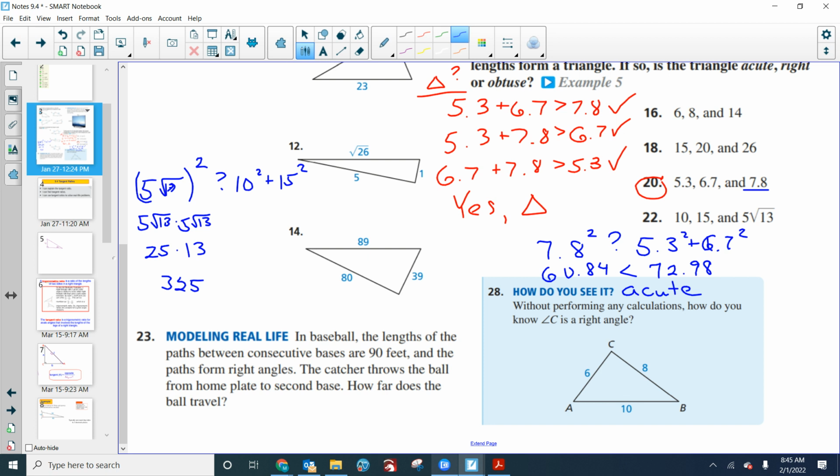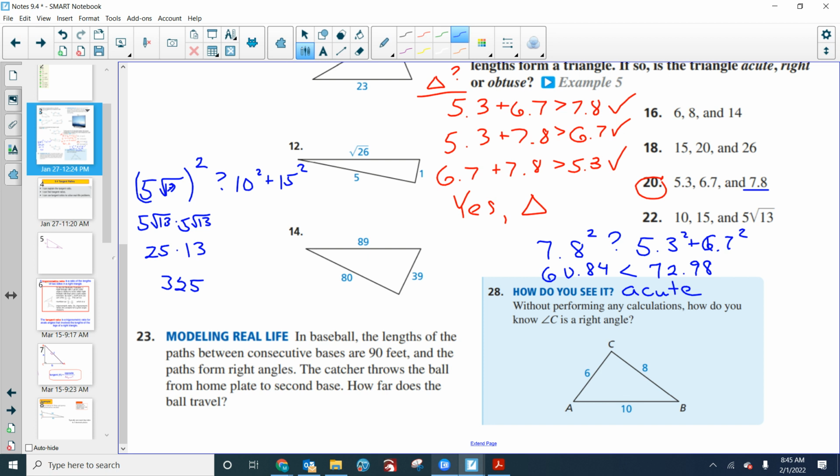Let's take that next step and try to apply it a little bit more. Radical x times radical x is x. That's the definition of what a square root does. A square root times itself is the number underneath, all right? So radical 13 times radical 13, 13. 25 times 13, 325.